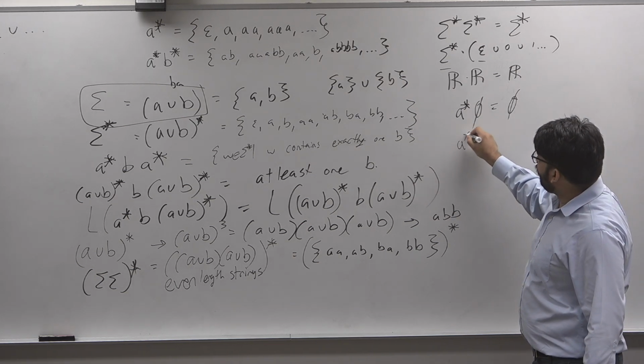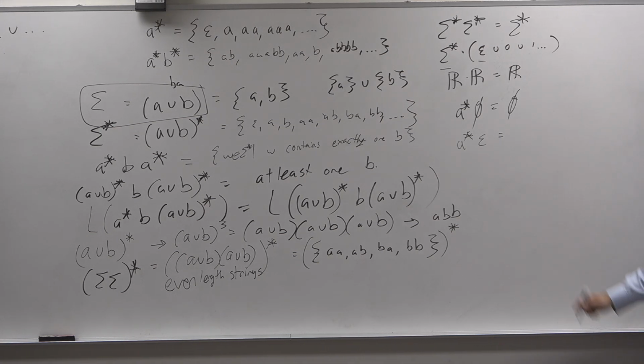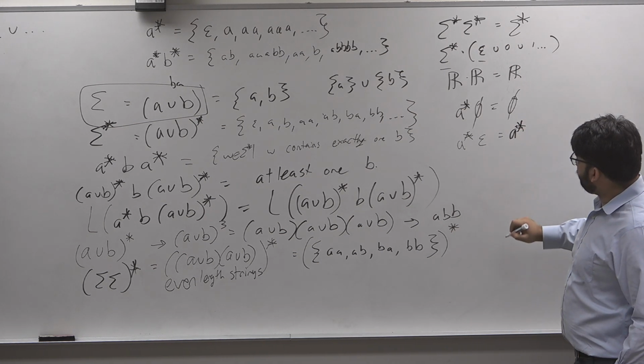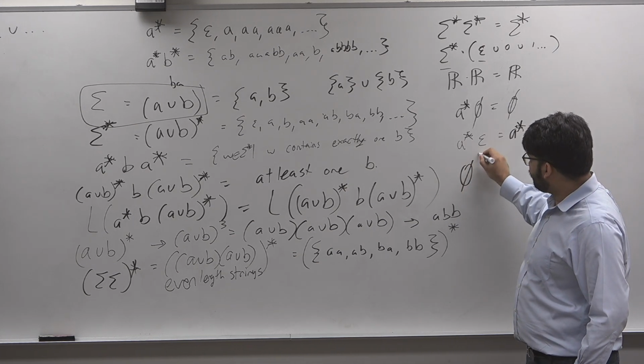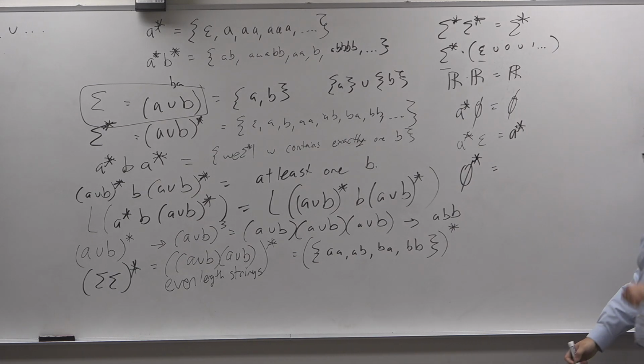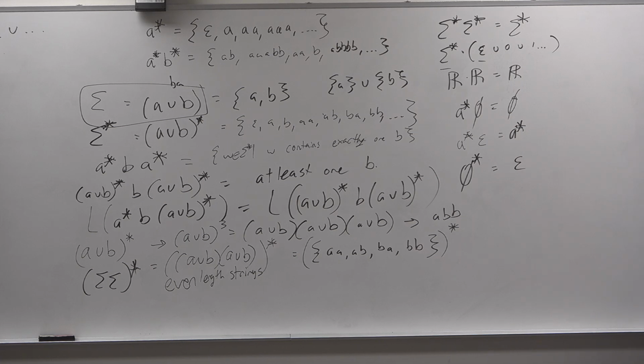But what about A star concatenated with the empty string? Yeah. What about, now here's the last trick question. The empty set, star. Yeah, the empty set? Not quite. It's another one of those tricks. Got me. The empty string. It's in fact the empty string. Why is it the empty string?